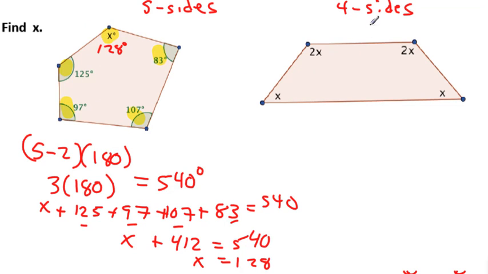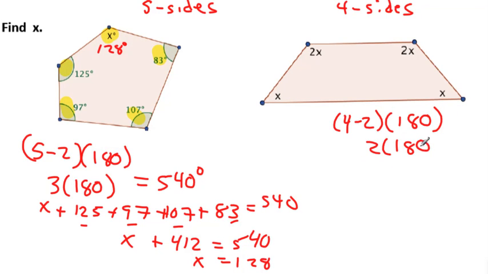This is 4 sides. So how many degrees are in a 4-sided figure? You can go back to the chart if you want, but it's smarter to figure out where this all comes from if you can calculate it. There are 4 sides, so it's (4 minus 2) times 180, or basically 2 times 180, which is 360. So there are 360 total degrees.